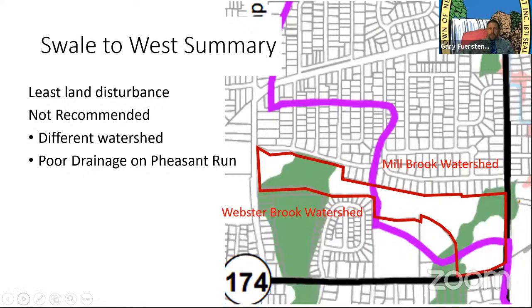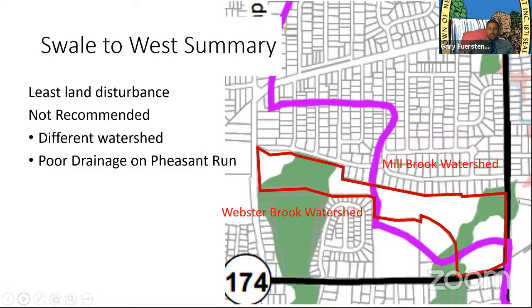Essentially, in summary, solution 2 has the least amount of land disturbance at 0.8 acres. However, it's not recommended because we're moving the water to different watersheds. The area we're talking about is here, and the first option for swale number 1 drained the water to the west. Now we're talking about taking this water and draining it to the east. For option 2, we're taking the water here and draining it to the west, and we're crossing the purple line. The purple line is the drainage watershed that we had talked about early on.